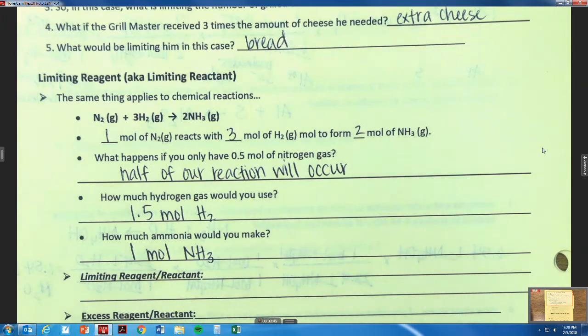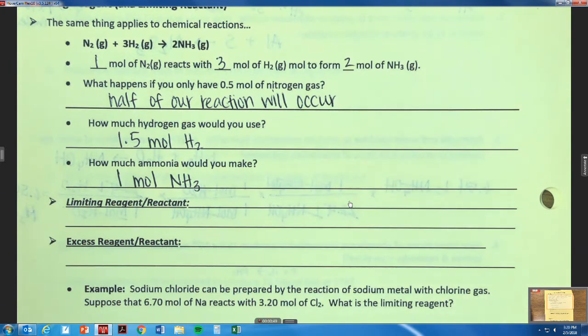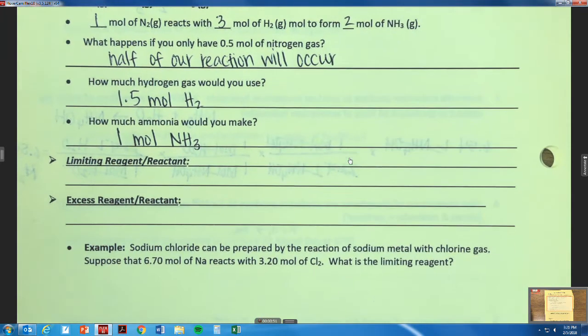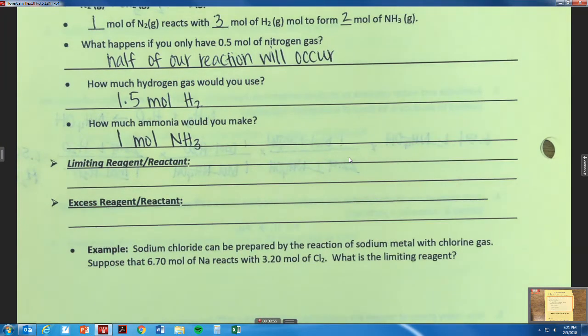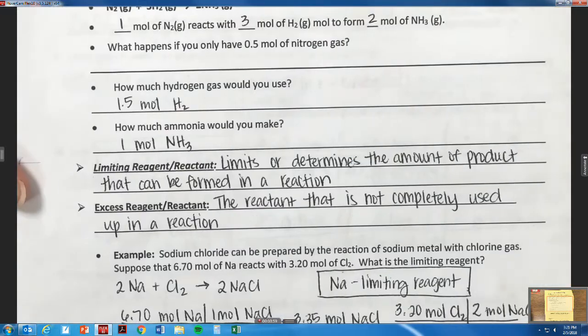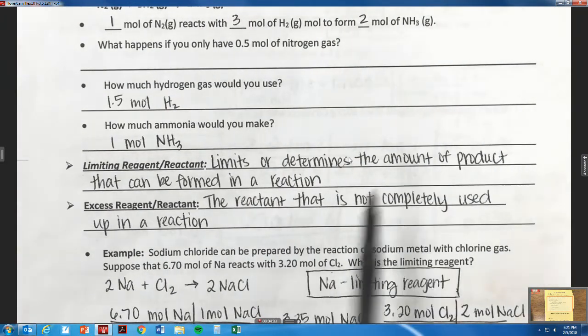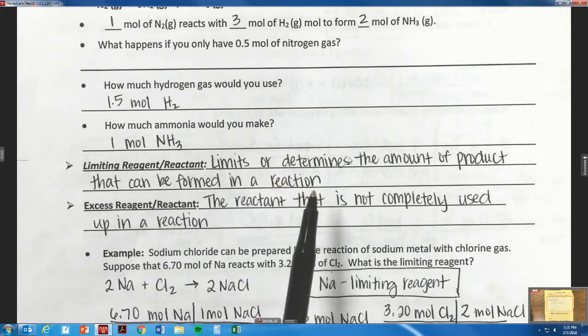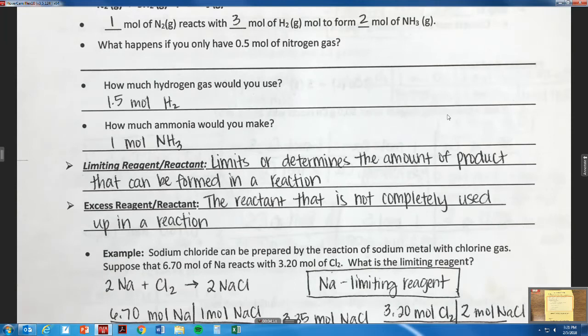So this brings us to what our limiting reactant and excess reactant are. Your limiting reactant is this right here. It limits or determines the amount of product that can be formed in a reaction. It's preventing us from making more.